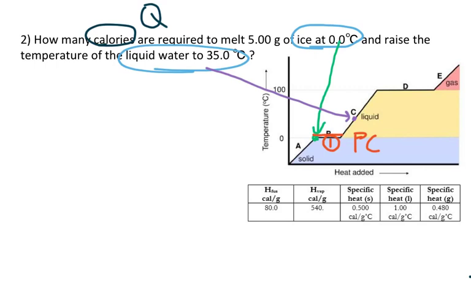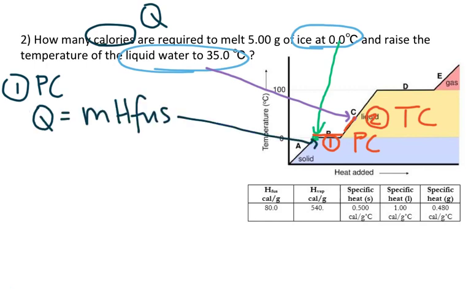So we have to do two calculations. The first calculation is going to be a phase change as that ice melts. Then once it's fully melted, we're going to have to raise the temperature of that liquid water up to 35 degrees. So for the phase change calculation first, we're going to use Q equals the mass times the heat of fusion, because fusion is the process of melting.